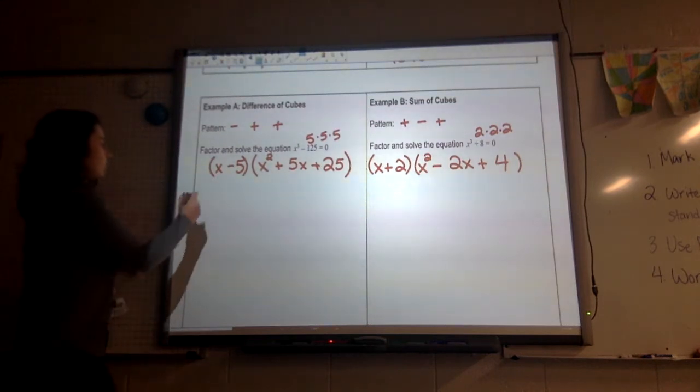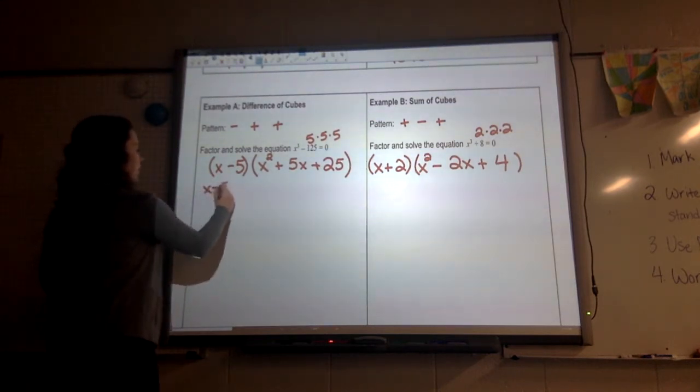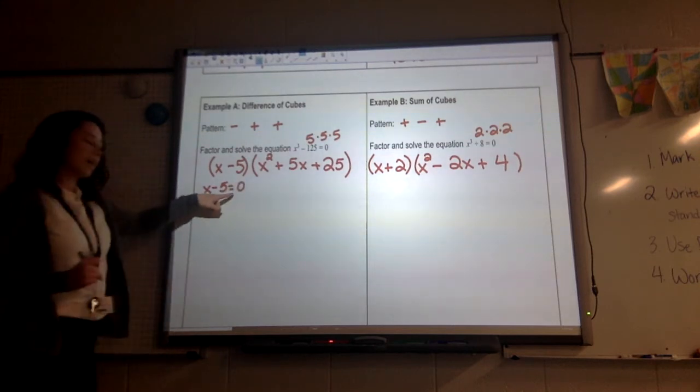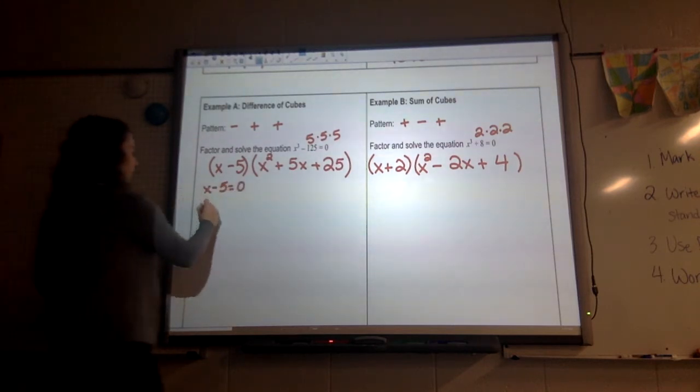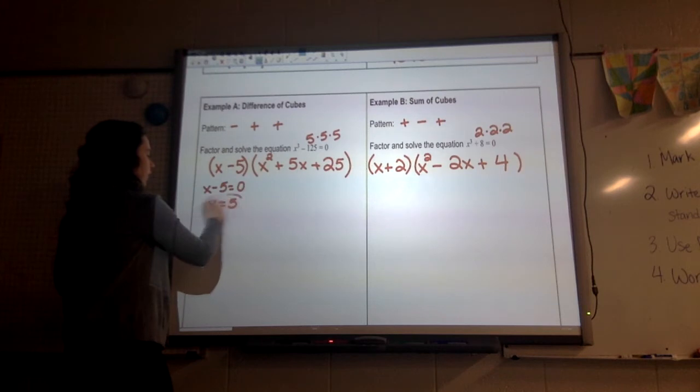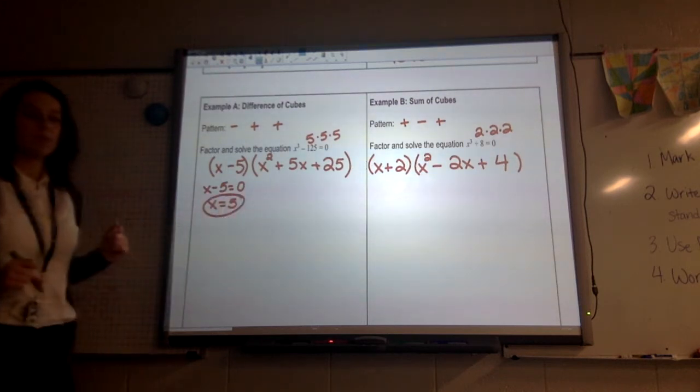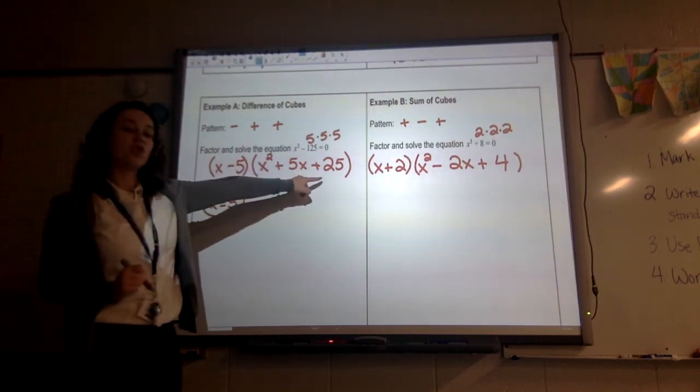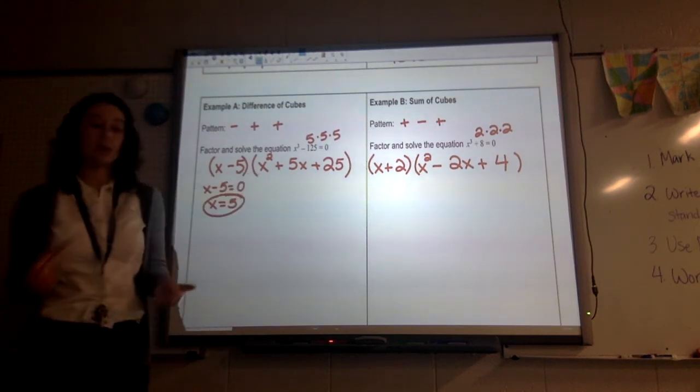Well, the first piece on this one is easy. Where does x minus 5 equal 0? Well, that happens when x is positive 5. So there's one of my answers right there, done. The second part is tricky because I can't factor it any farther.